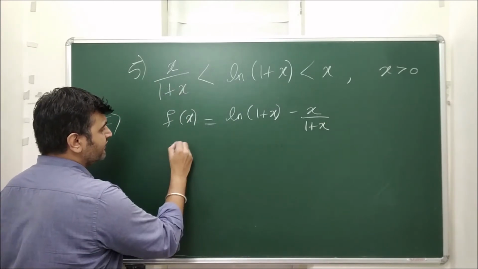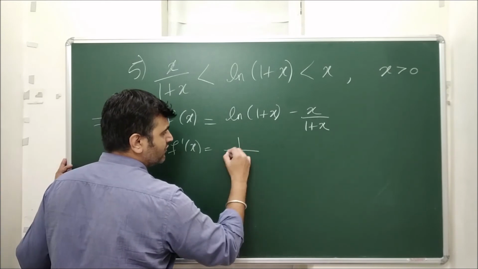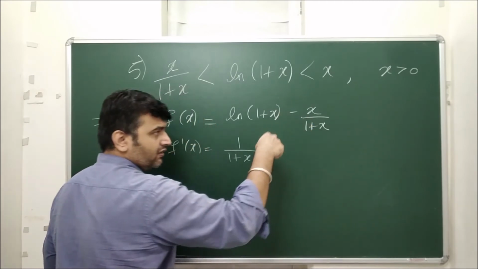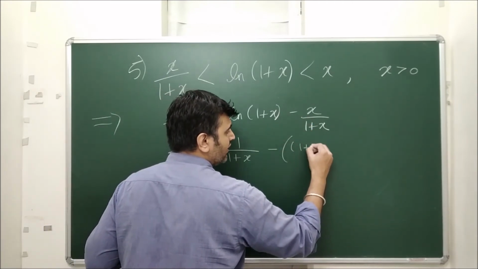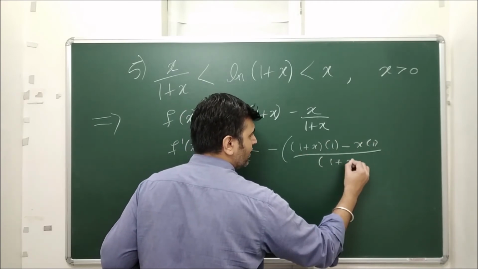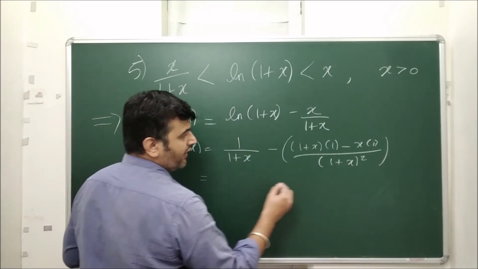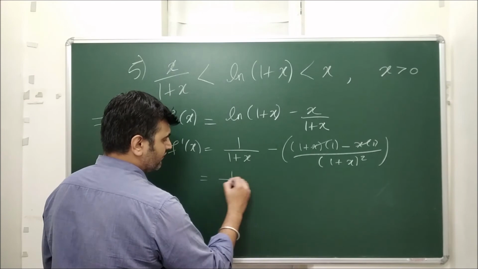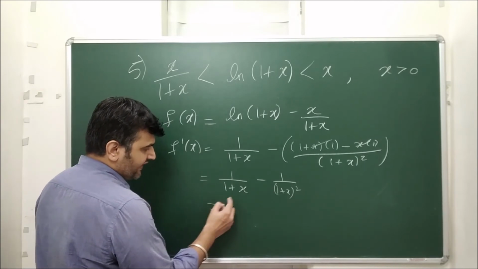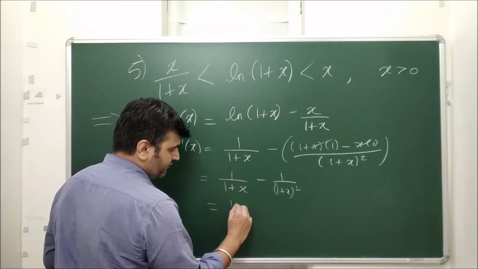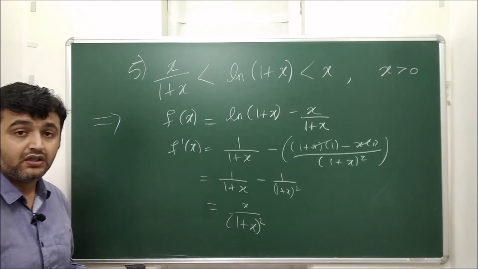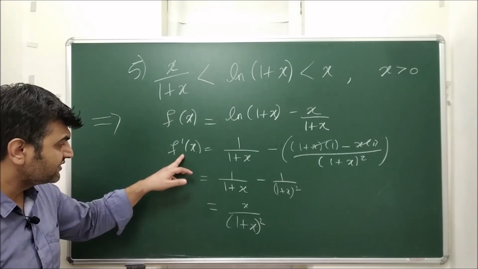Okay, so now what is the derivative? F dash of x is 1 upon 1 plus x minus, what is the derivative of this? You have to apply u upon v rule. So denominator into derivative of numerator minus numerator into derivative of denominator upon 1 plus x whole square. And if I can see, plus x minus x goes away, 1 upon 1 plus x minus 1 upon 1 plus x square. And if I adjust this 1 plus x over here, I have 1 plus x minus 1. So I have x upon 1 plus x square. So you can just see the calculation. So this is my derivative.